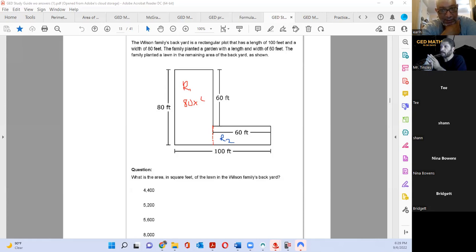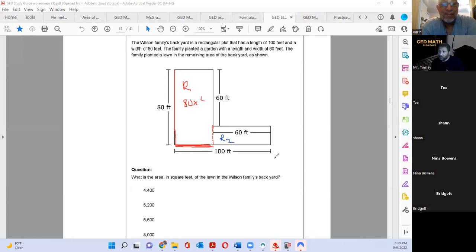It's 80 by 40. Now let me ask you a question. So what you want to look at? Remember, if I call this rectangle 1, it is 80 by 40. This is my 80, right? My width is only 40, from here to here, which is 40.